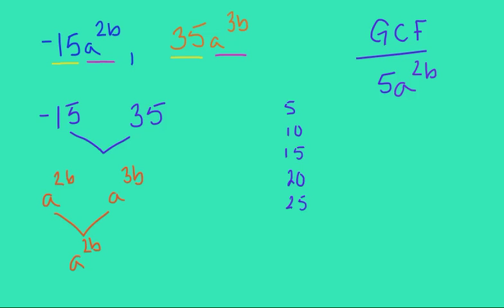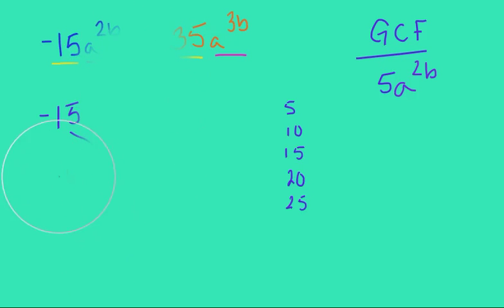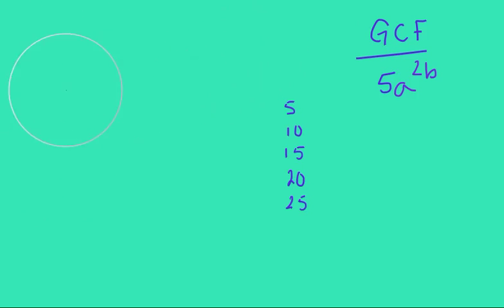Let's go ahead and try another one though, just to make sure we fully understand this. So I'm going to go ahead and erase everything. And we'll do another one, just so we can make sure we understand this completely. So let's say we did negative 12a to the 3b, and let's do negative 36a to the 7b. We'll make it a little harder just so we can understand this a little bit better.